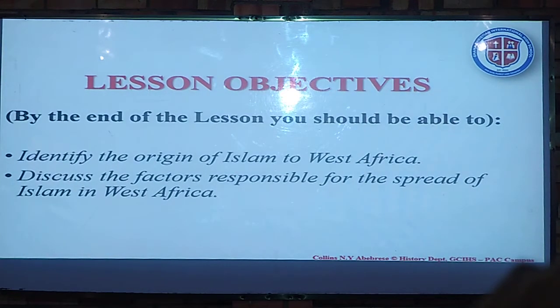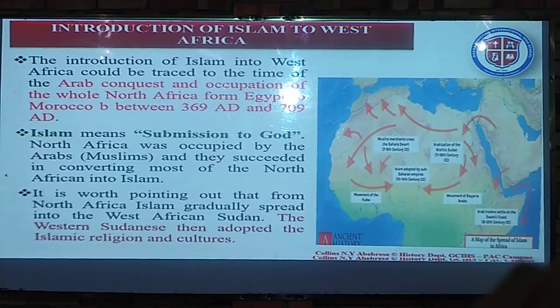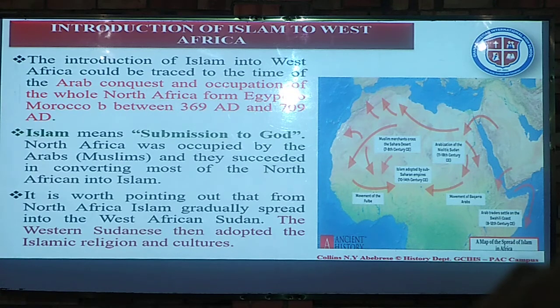So let's take a look at our lesson objectives. By the end of the lesson, you should be able to identify the origin of Islam in West Africa, how it came, or where it came from to West Africa. Then you should be able to discuss the factors responsible for the spread of the Islamic faith in West Africa. So this is our lesson objective. Let this guide you as we move on in our discussion.